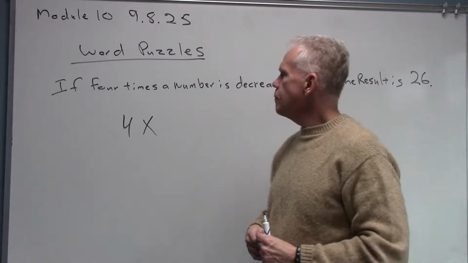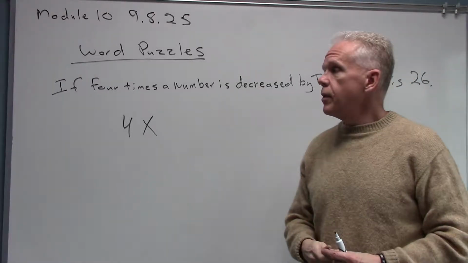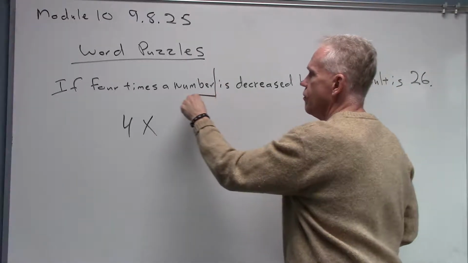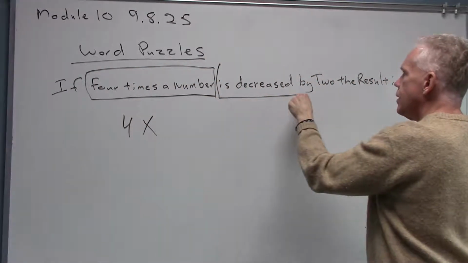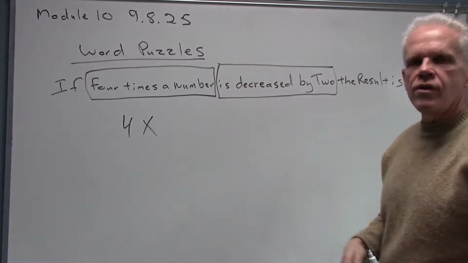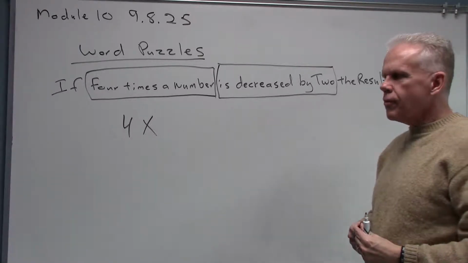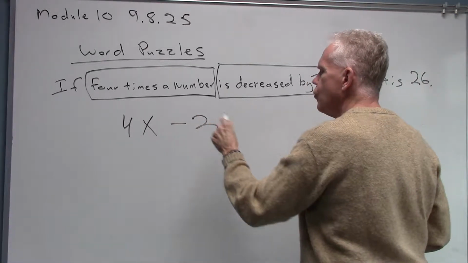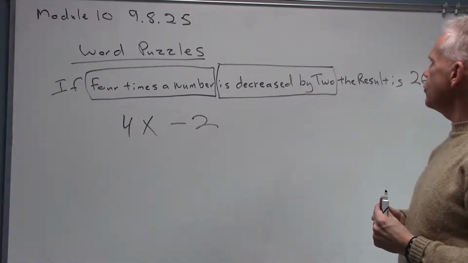First piece done. Is decreased by 2. Second piece of the puzzle. 4 times the number was the first piece of the puzzle. Second piece of the puzzle, decreased by 2. So I'm going to decrease that by 2. I think that means I'm going to take 2 away from it. So minus 2. All right, second piece of the puzzle done.